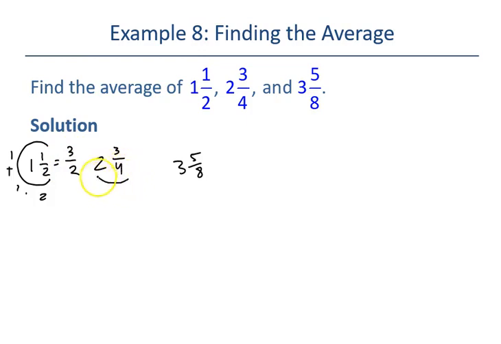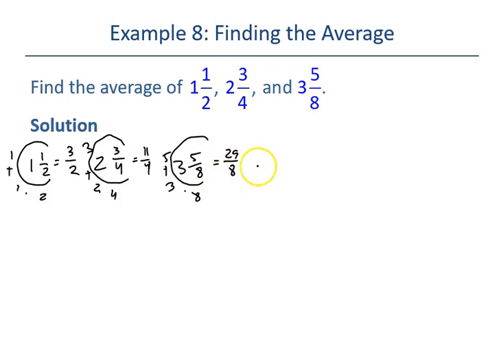Here, notice I'm going to have 4 times 2 plus 3. So 4 times 2 is 8, plus 3 is 11. So that's going to be 11 over 4. And then right here, I'm going to have 8 times 3 plus 5. 8 times 3 is 24, plus 5 is going to give me 29. So that's going to give me 29 over 8 right here.